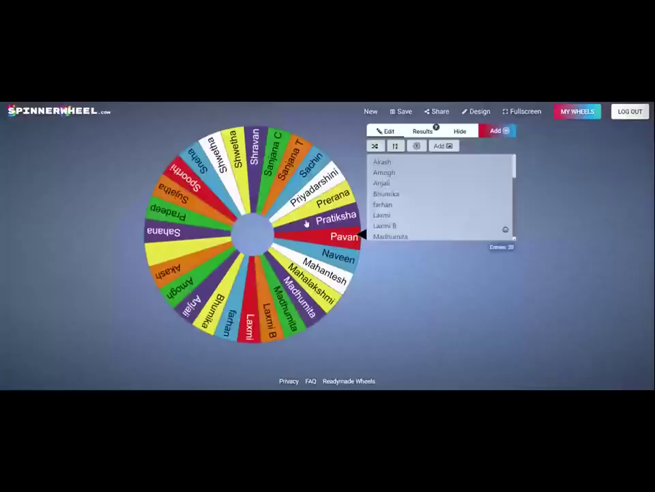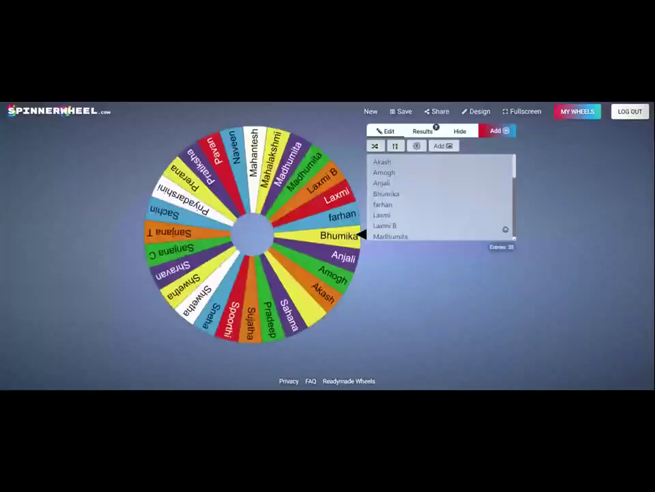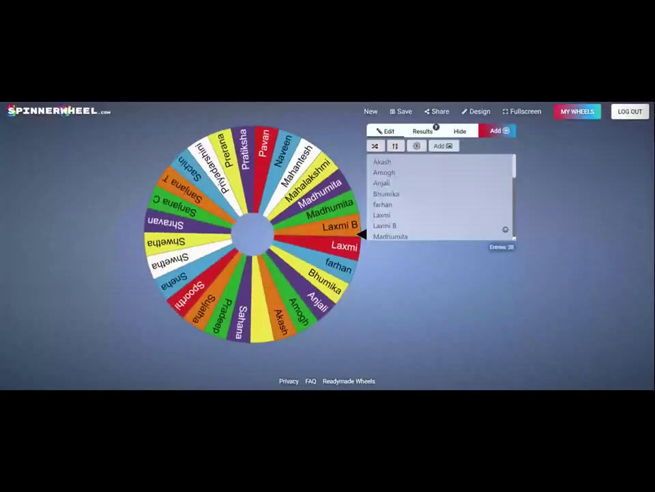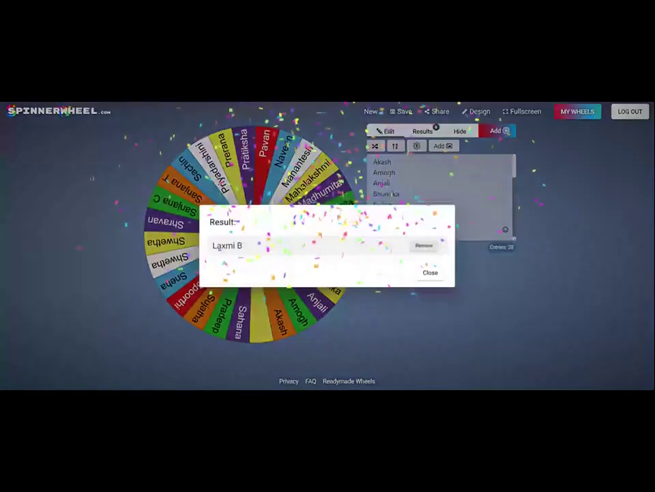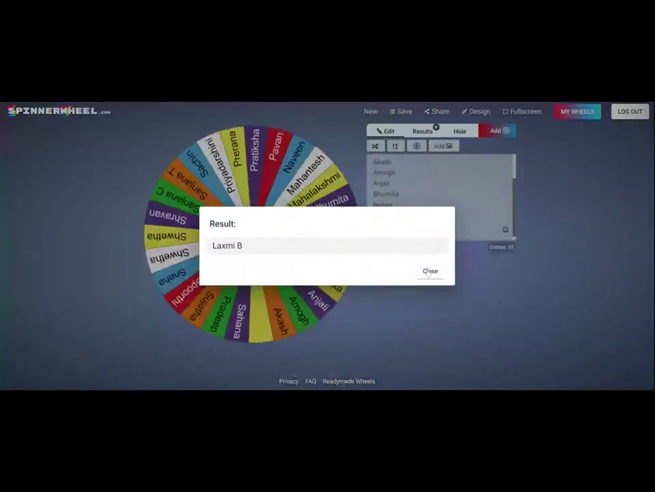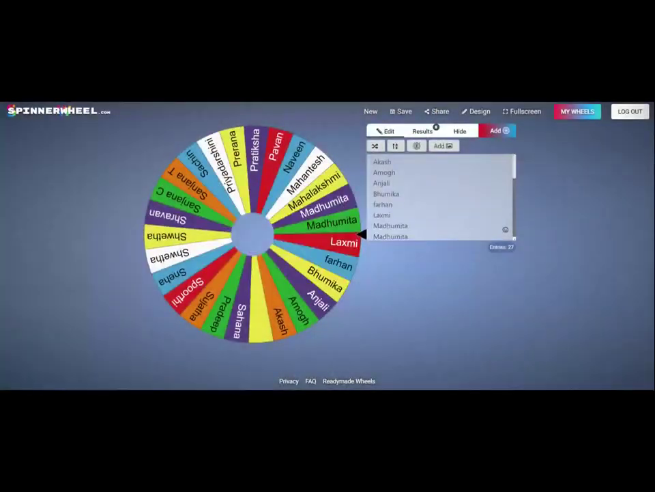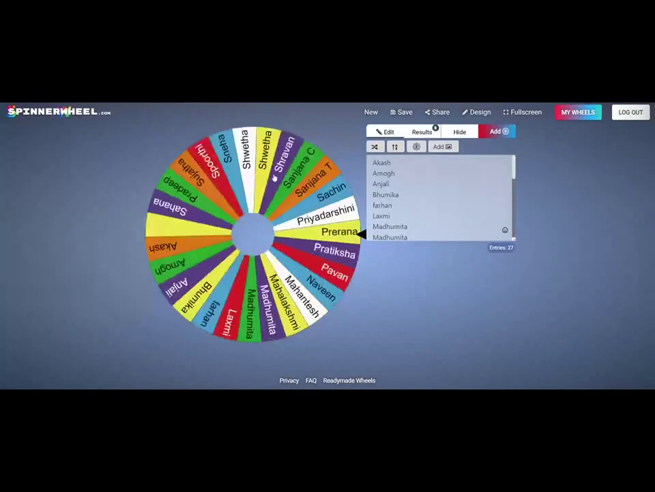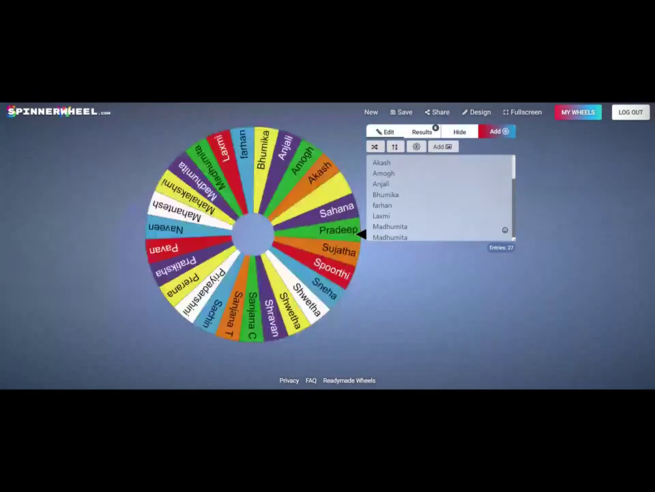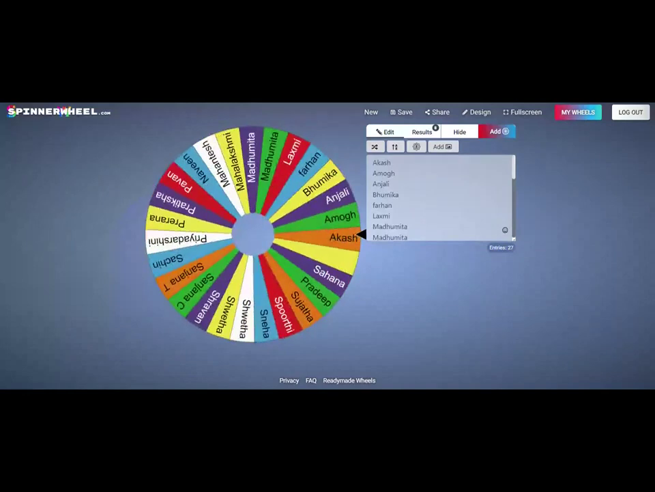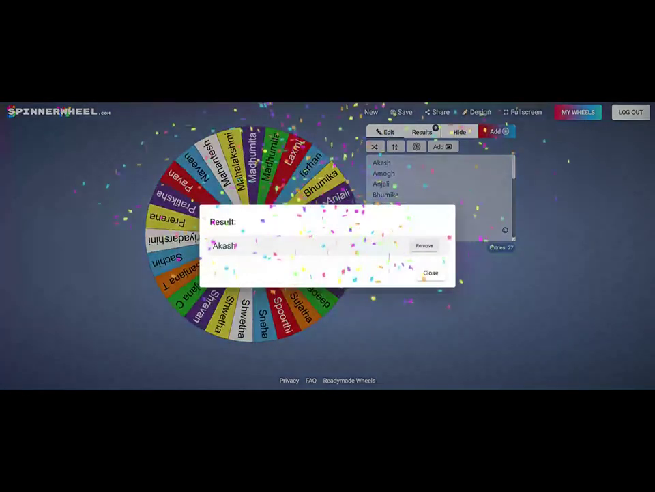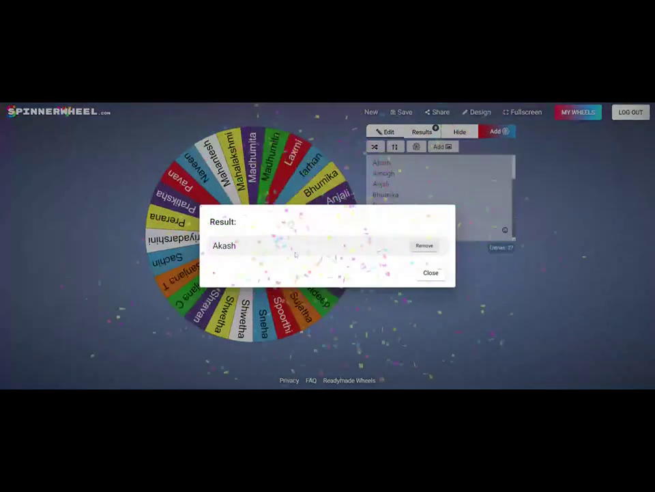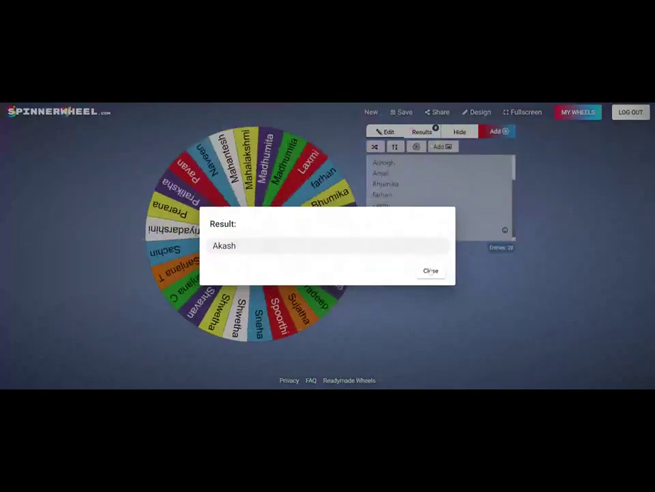Now let's see who will get the spinning. Lakshmi. Is she there? Lakshmi? Hello? No, ma'am. So I'll spin again. Akash. Akash, you there? Yes, ma'am. So Akash, you can answer.